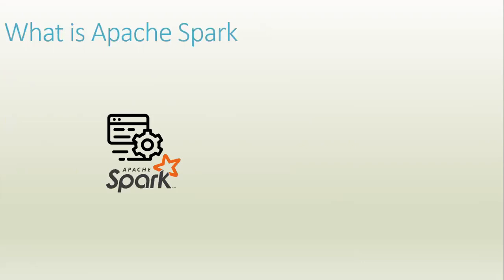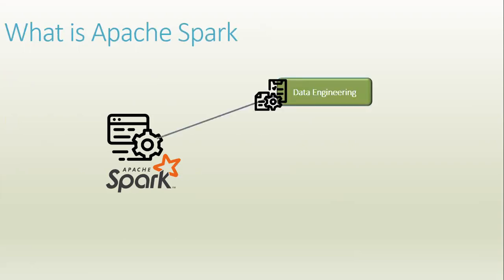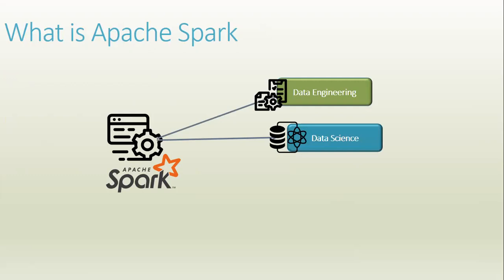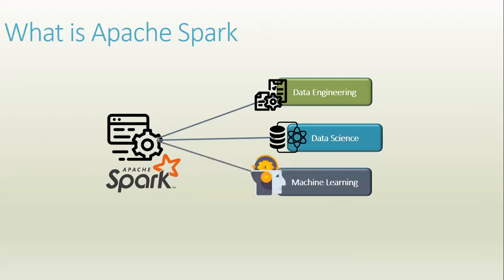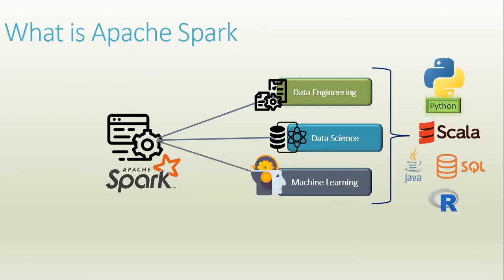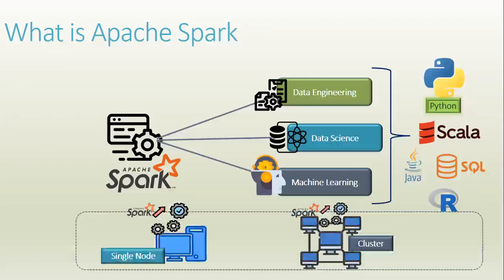So let us begin with what is Apache Spark. Apache Spark is a data processing engine or an execution engine that can be used for data engineering, data science, or machine learning. And it is provided in various programming languages. The programming languages are Python, Scala, Java, SQL, and R. It can run on a single node or it can run on a cluster.